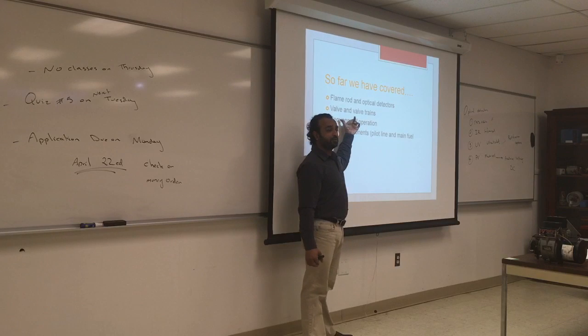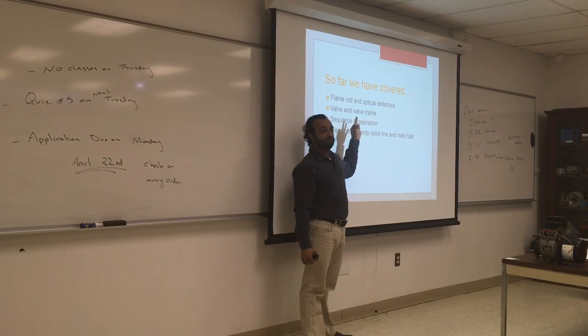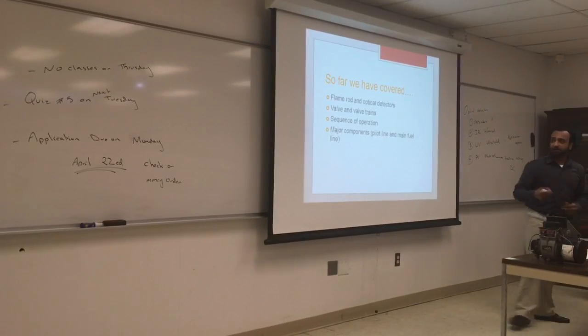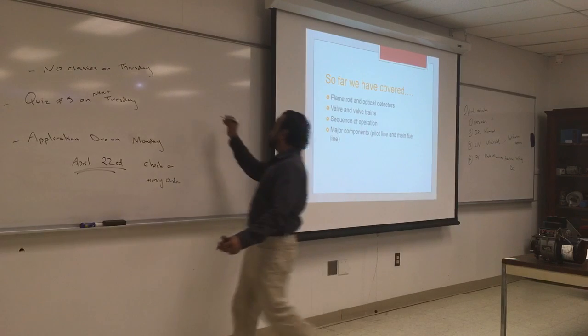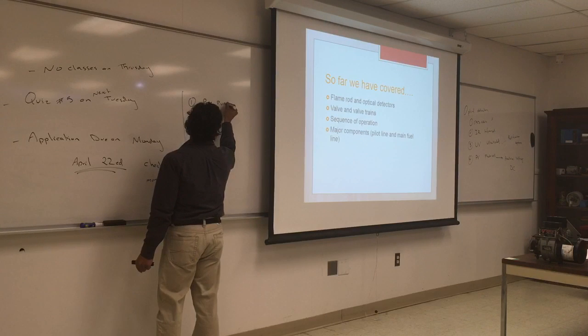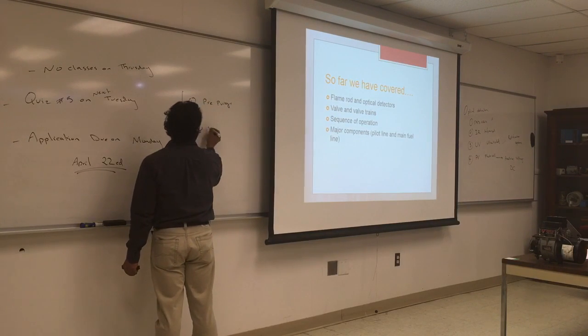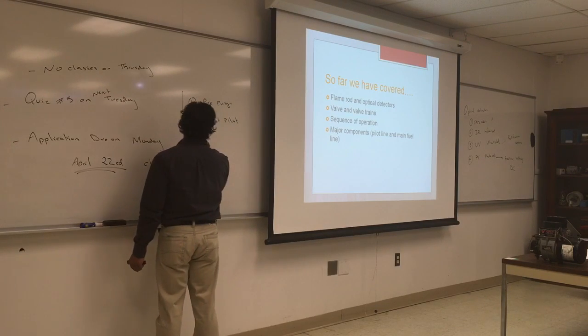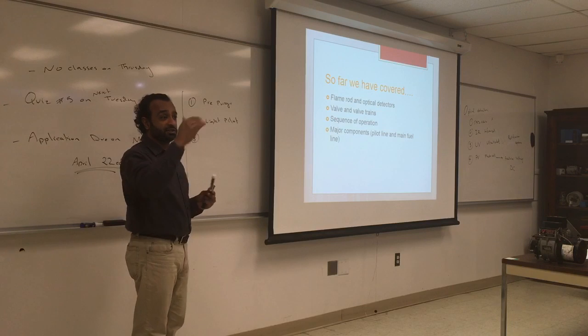What is the sequence of operation? Five common steps. Pre-purge, pilot flame, main flame, checking for flame, then post-purge. Let me write them down. It's very simple things that I want to keep repeating so you remember them. So first thing is pre-purge. Two, lighting the pilot. And when we do the lab, you'll see these steps and see the lights.